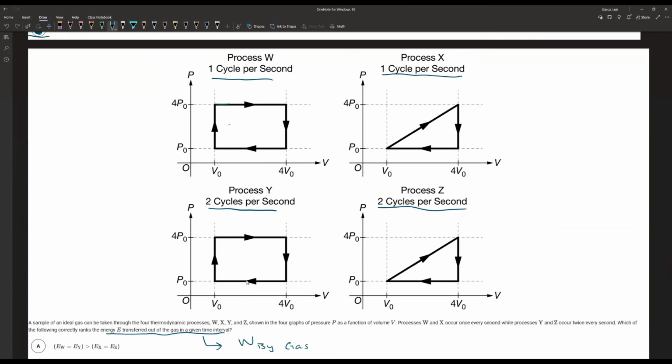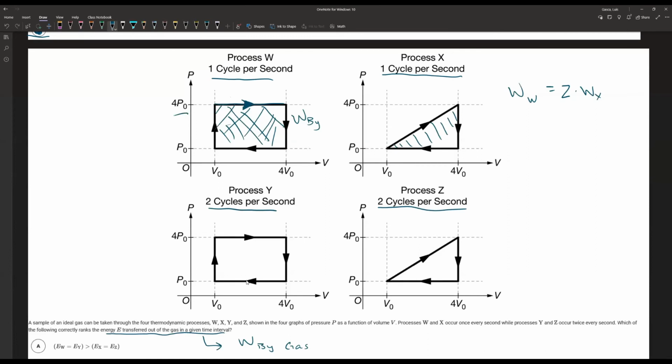And so here is our power stroke, if you will, where we deliver power from the gas, or energy from the gas, to the surroundings. And so if we look here, the work for this cycle, well, it's clockwise. And so that tells us that this is the work done by gas. And so that is going to be a whole rectangular area's worth of work compared to this guy. So the work from process W is going to be approximately twice the work from process X. But we have to be careful.